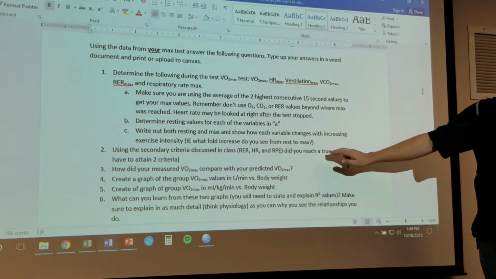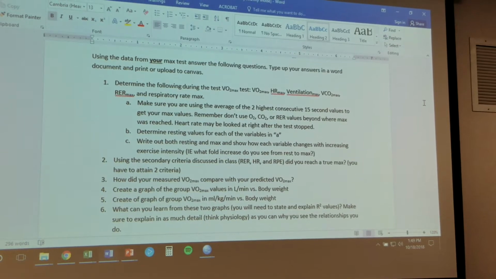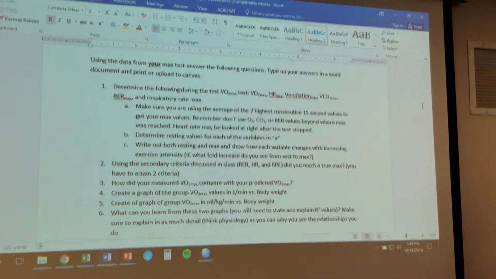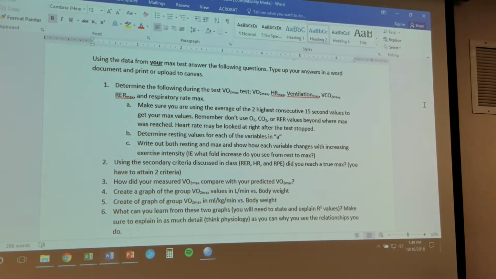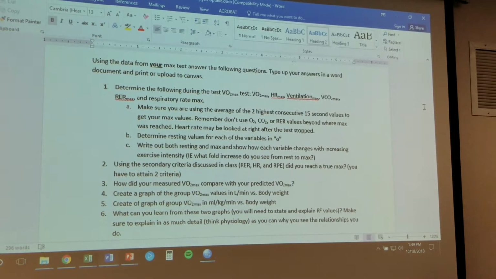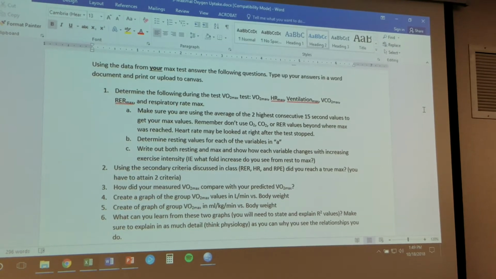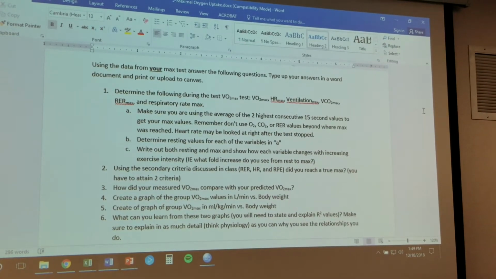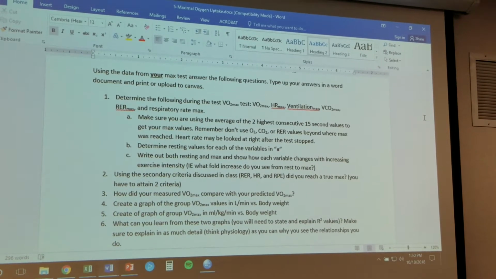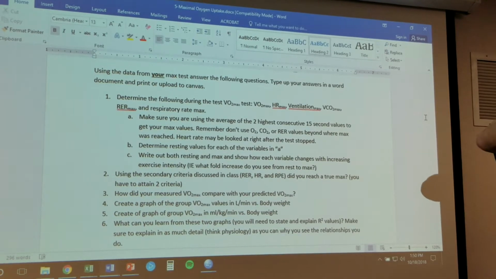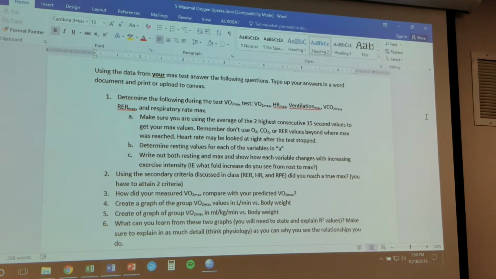And then you're going to look at those secondary criteria. Secondary criteria to determine whether or not you reached a true max during the test are the RER getting above 1.1. So did your RER get above 1.1? That's just yes or no. Heart rate: did your max heart rate get within 10 beats per minute of your age predicted max? For most of you, you're right around 200, whatever it is. So just do 220 minus your age, and then did your heart rate get within 10 beats per minute of that number? Okay, so that's the criteria.